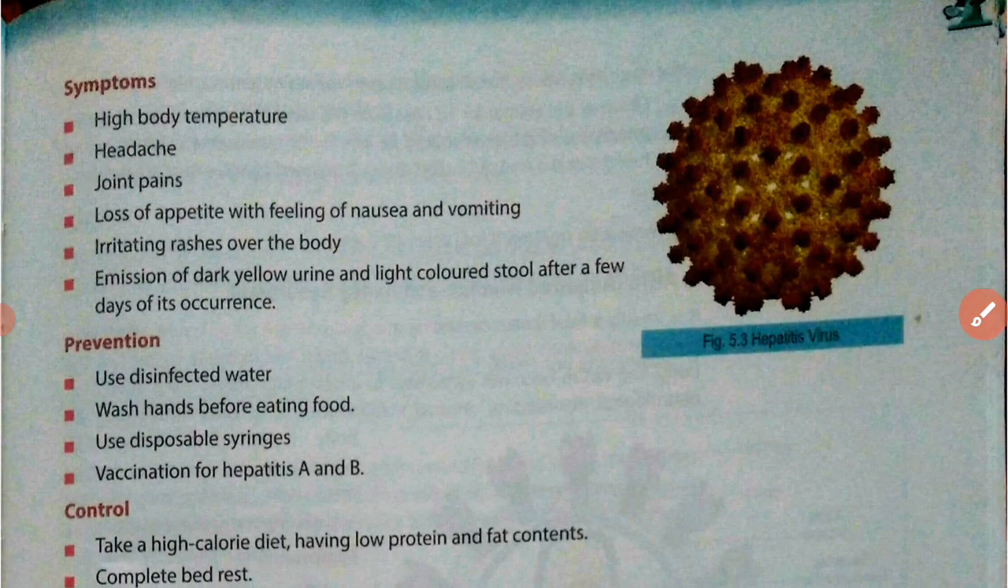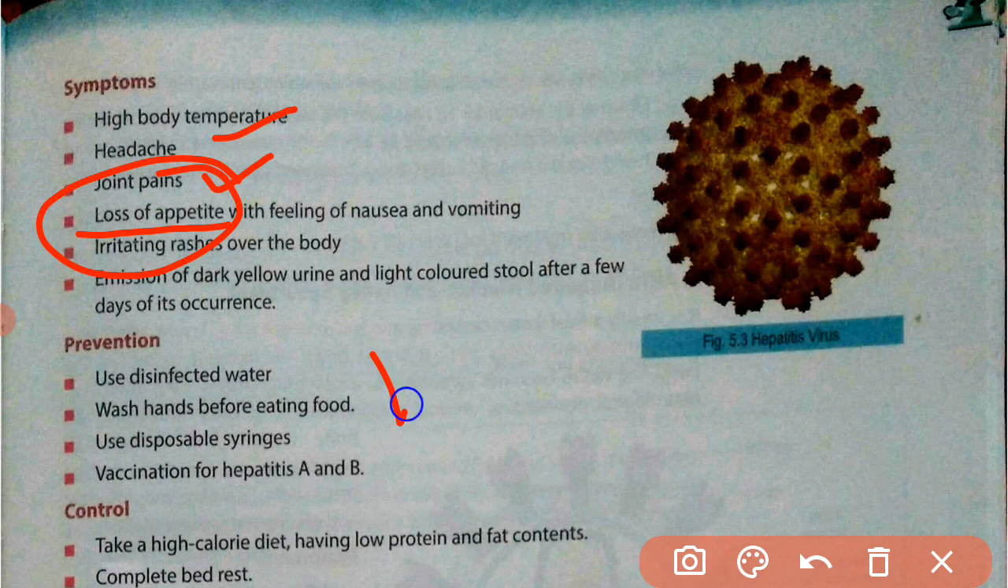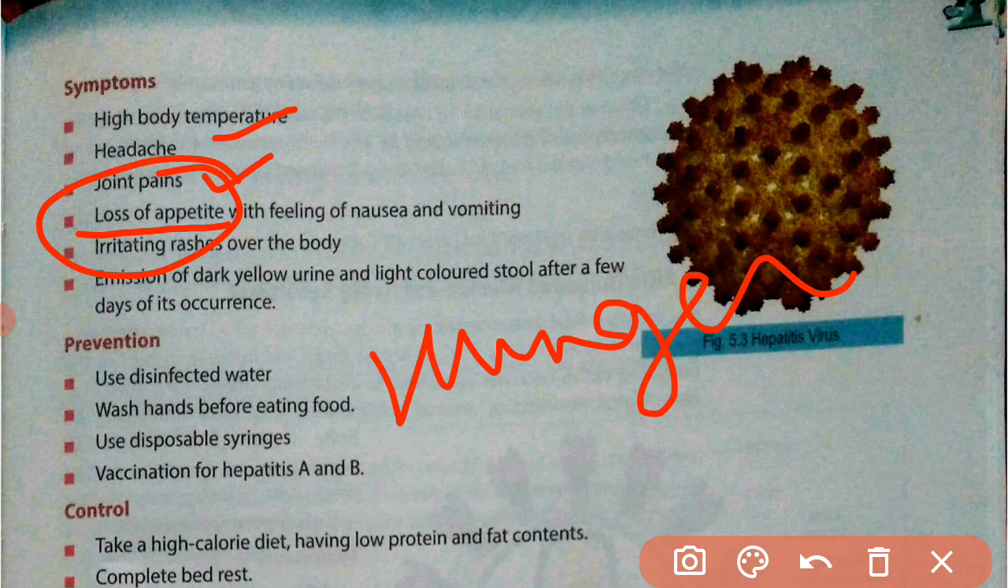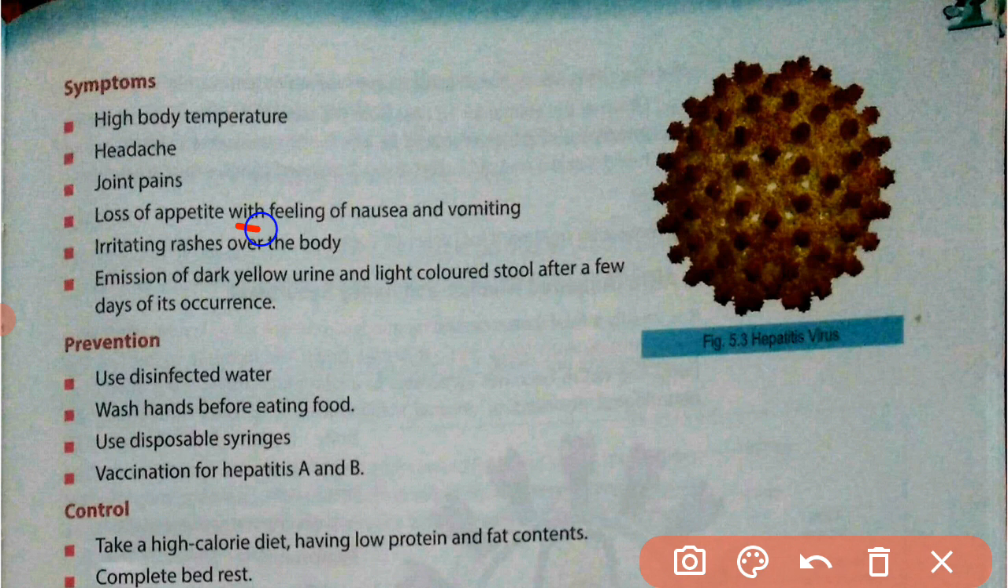Now we will talk about the symptoms. What are the symptoms of hepatitis? High body temperature, the infected person can face fever. Second is headache and joint pain, that person feels pain in his or her joints. Loss of appetite. Loss of appetite means loss of hunger. He or she will not feel like eating something, and will feel nausea and vomiting.